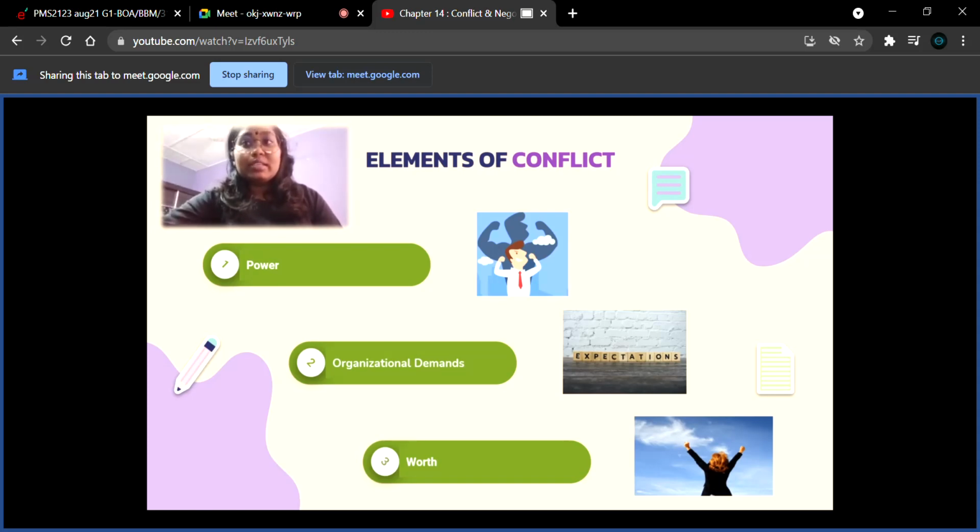The second one is organizational demand. It essentially refers to people's expectations regarding a person's job performance. Usually such expectations are high, which can make them rather unrealistic. If these expectations are not fulfilled, people feel discouraged, angry, let down, or cheated. Consequently, conflict situations can arise. The last one is worth, which refers to a person's self-esteem.